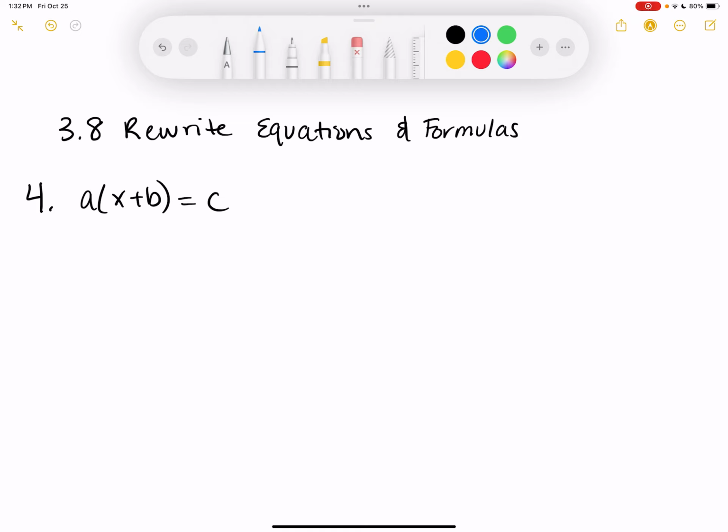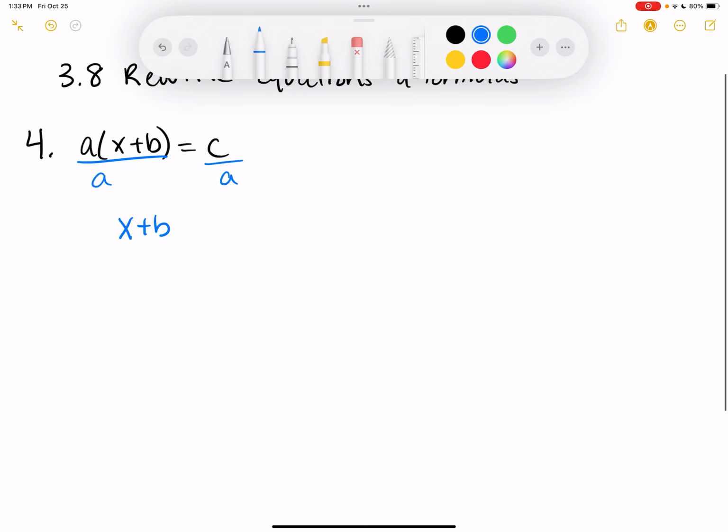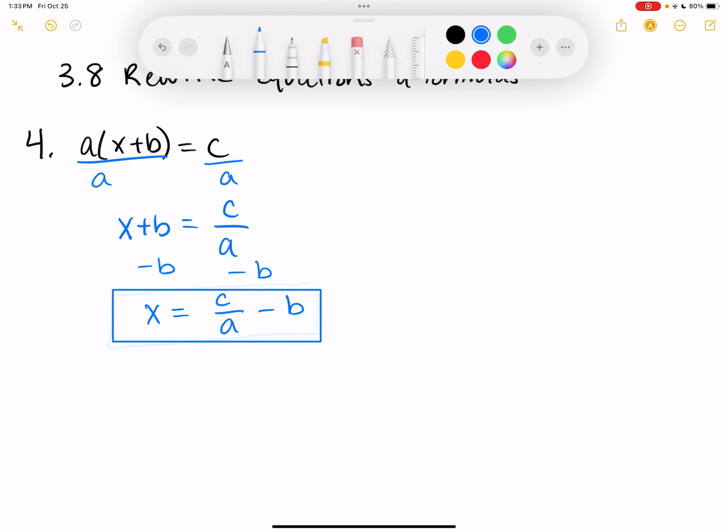So I need to get x by itself. The first thing I need to do is divide both sides by a, which will leave me with x plus b equals c divided by a. And then I need x by itself, so subtract b. So this is x equals c over a minus b. And this would be the first part of what it asks for. So this is part 1.